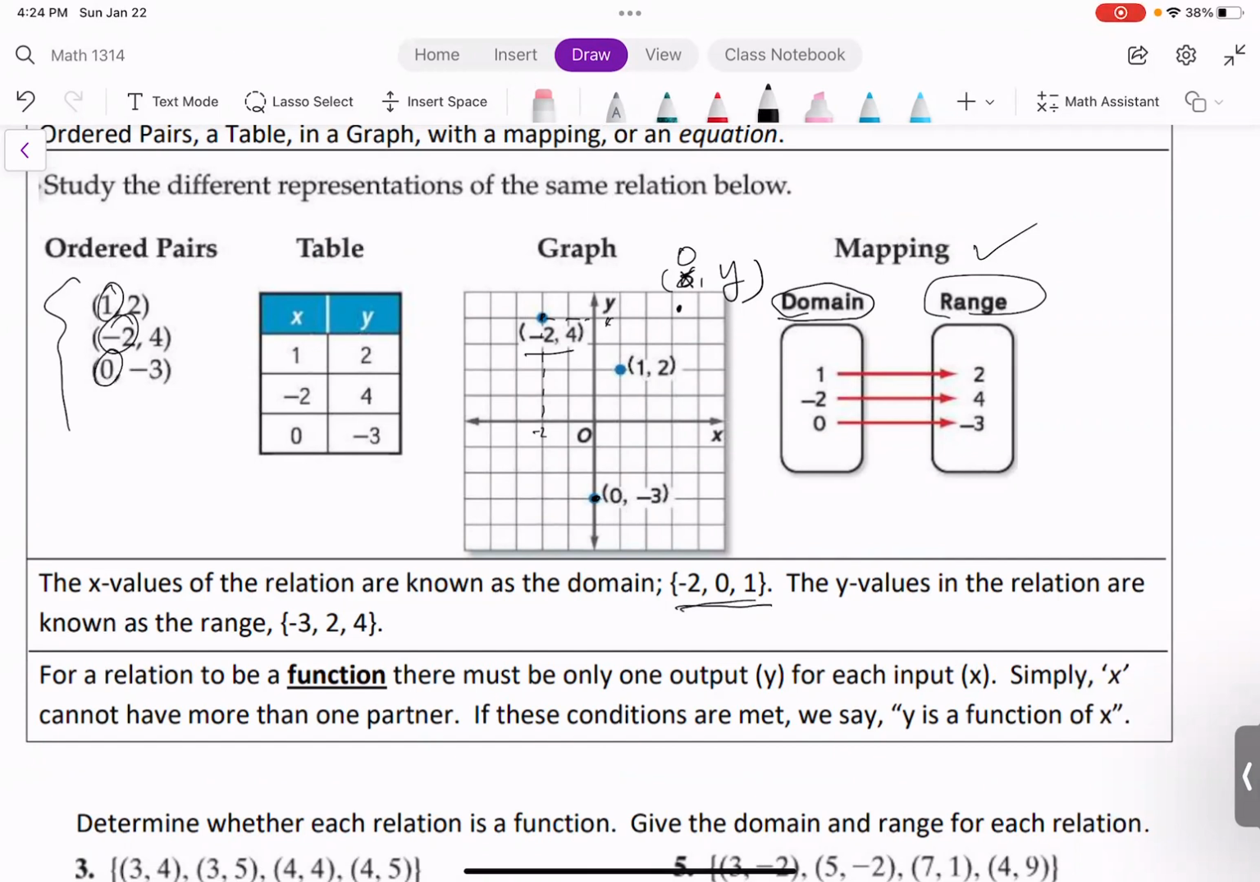We can list all of them in a set: -2, 0, 1. So the order doesn't matter. If you want to list them another way, like 1, -2, 0, that's totally fine, because this is a set. The Y values in the relation are known as the range. So list all the values. If I use a different color, list all the Y values in a set, that's the range.